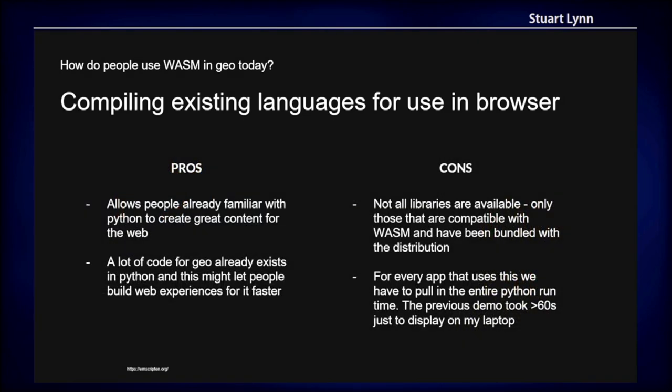It's great for bringing in existing Python libraries, but not all libraries are available. It's only the ones that have been compiled with that Wasm bundle to be used in the browser. So you don't have access to the entire Python ecosystem, just the ones that have been selected to be used in there. And it's pretty hefty. For every app that uses this, we're having to pull down the entire Python stack and call interface. So it can take about 60 seconds or more to get to the point where something even runs in the browser.